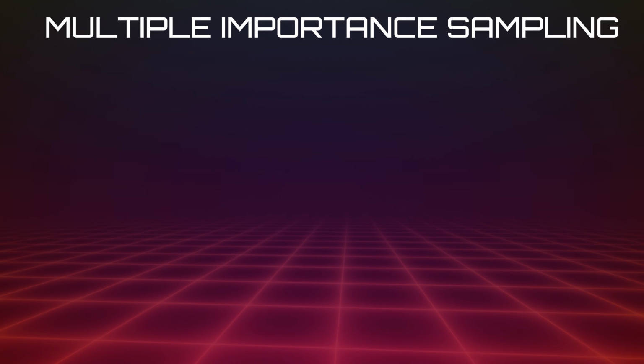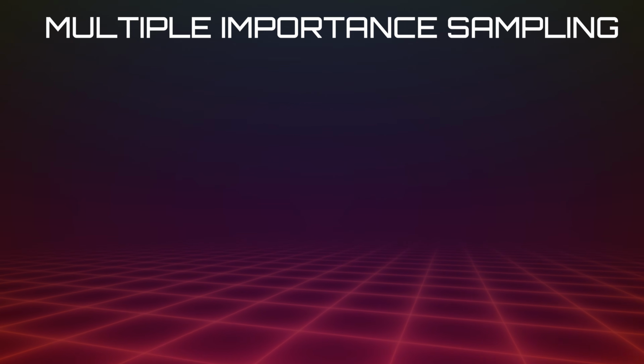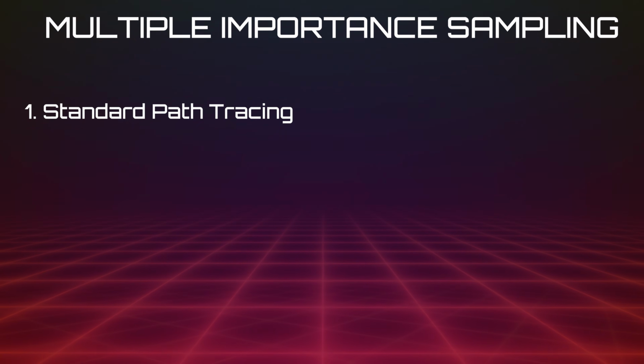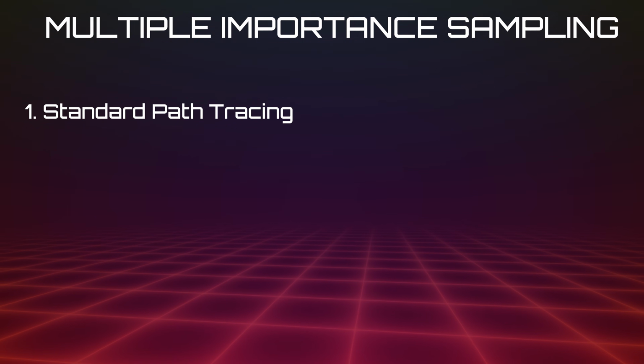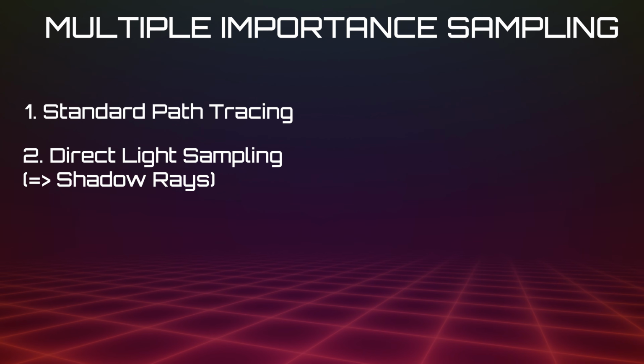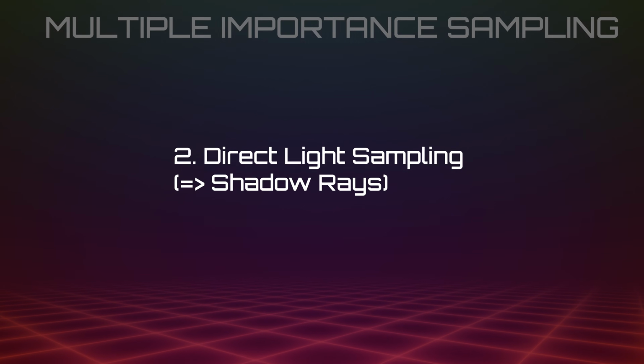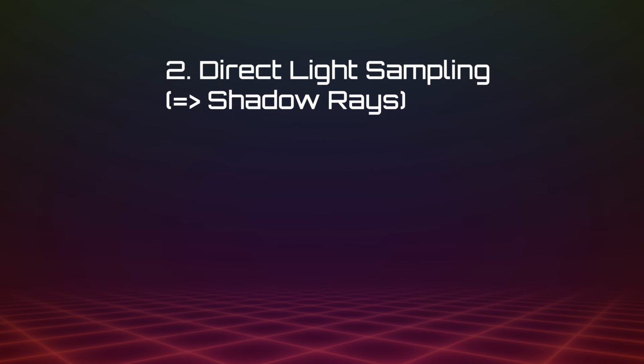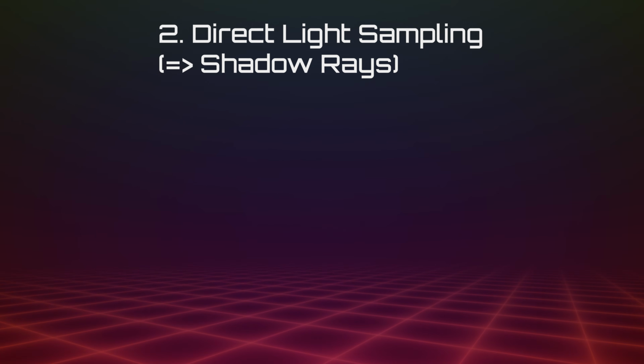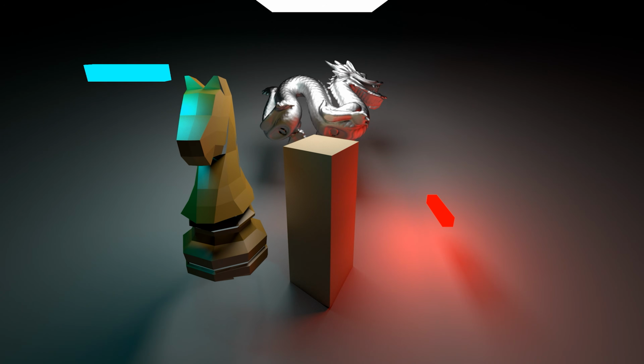So, multiple importance sampling really just boils down to combining two techniques: standard path tracing and direct light sampling, which guarantees we find our light sources. We are going to build the second part first, and then we will look at the math required to merge them together. Let's take a look at our scene here.